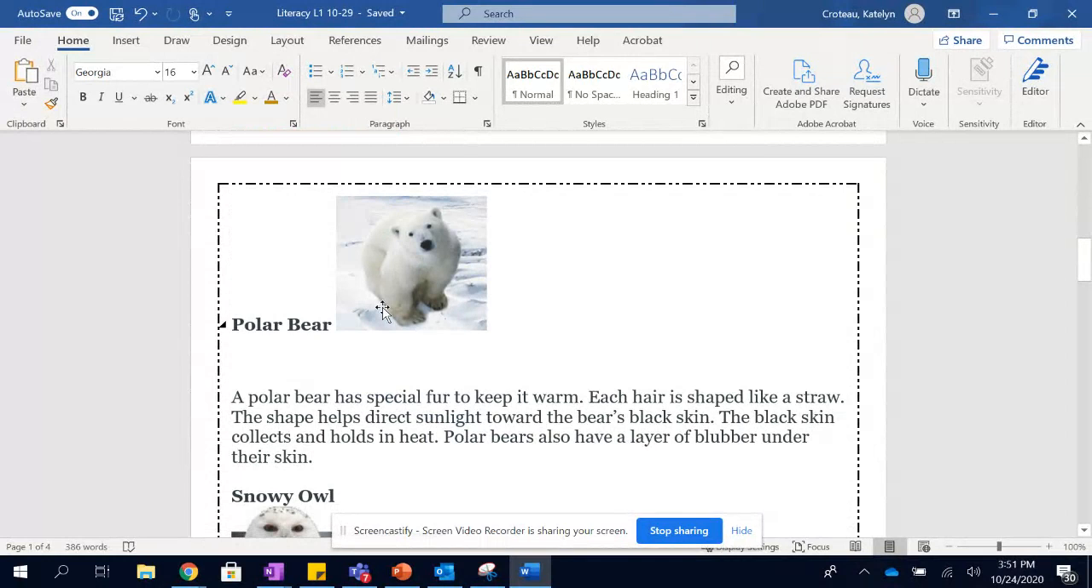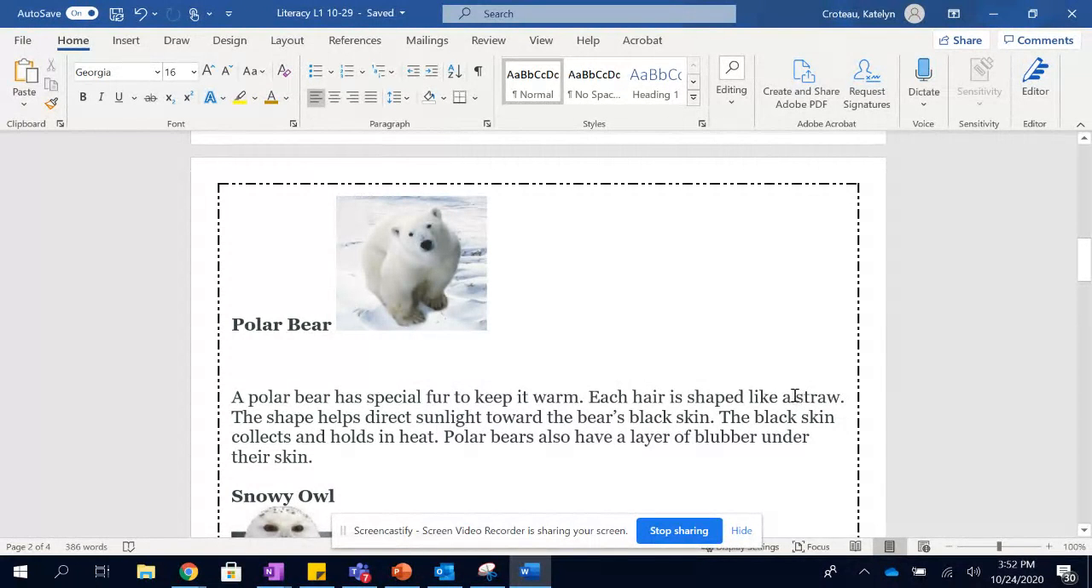Okay, our second animal. So now we're on our 3rd paragraph. A polar bear has special fur to keep it warm. Each hair is shaped like a straw. The shape helps direct sunlight toward the bear's black skin. So it soaks that sunlight in. The black skin collects and holds in heat. Polar bears also have a layer of blubber under their skin.